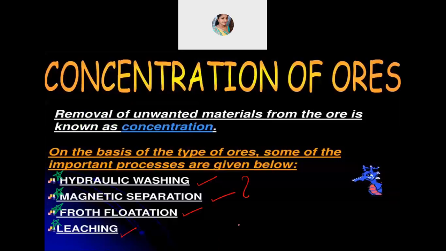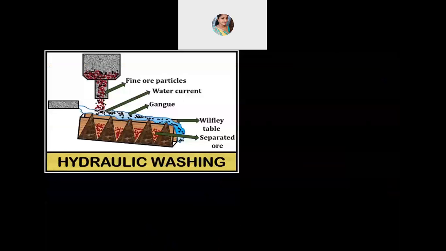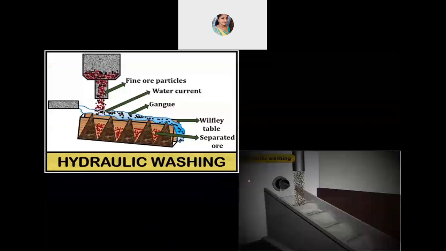In hydraulic washing, I have told you that you pass the powdered ore, and water is continuously passed over it. When you pass water continuously, the light clay particles and dust particles will be washed away, and the heavier ore particles will settle down. So it is basically based on gravity. The heavier particles settle down, and the low weight particles are thrown away.